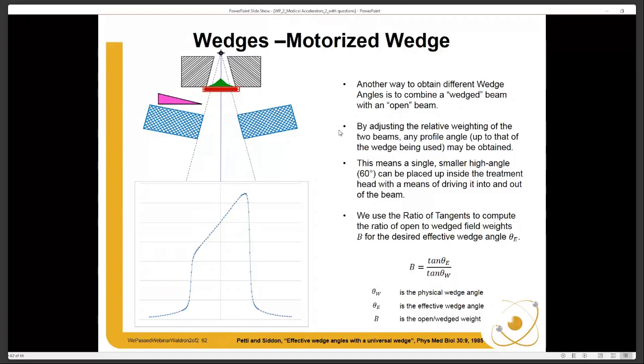So we just deliver some radiation with an open beam, and we deliver some radiation with the wedge in place, and the beam weighting we need to get a particular wedge angle is shown by this formula here, where theta sub w is the physical wedge angle, theta sub e is the desired effective wedge angle, and b is the relative weighting of the open and wedged field.